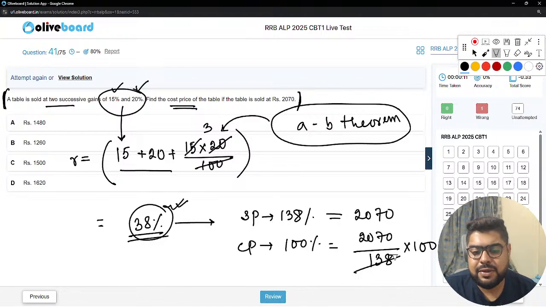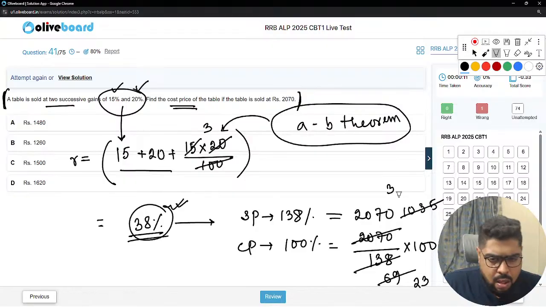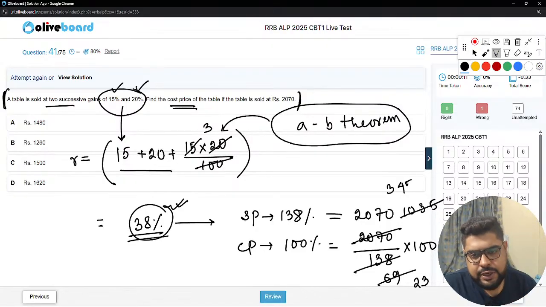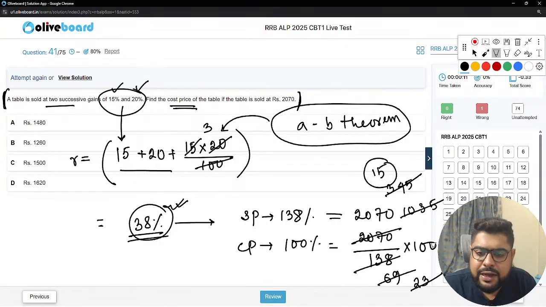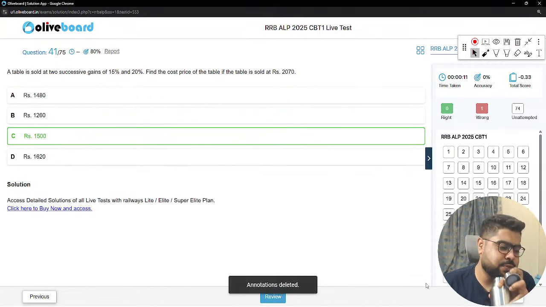138 is also a multiple of 23. So with 2, sir, if you do 69, sir. With 2, sir, it will be 1035. Sir, 23 into 3 is this. So 3 23s are this. 3 3s are 9. 345. 23 ones are 23, 115 is 5 times. So the answer will be 15 into 100, that is, sir, 1500. Answer will be option C, 1500 rupees.